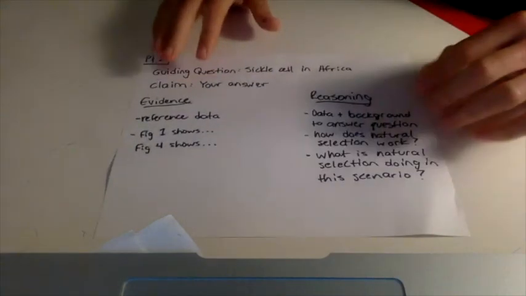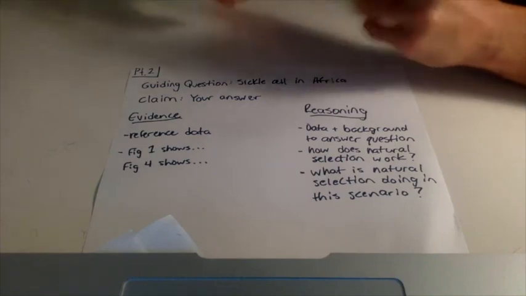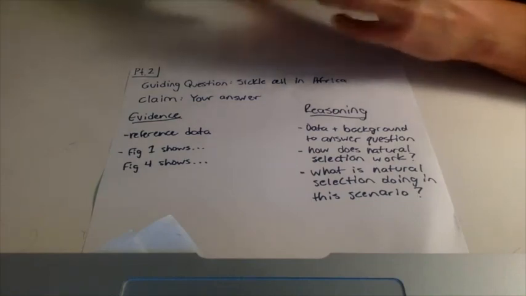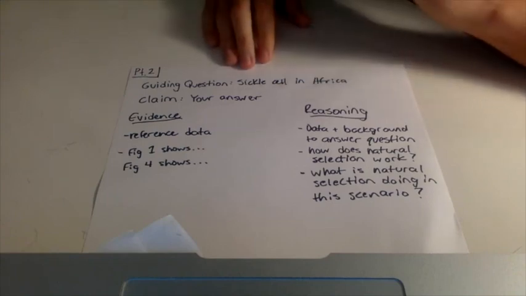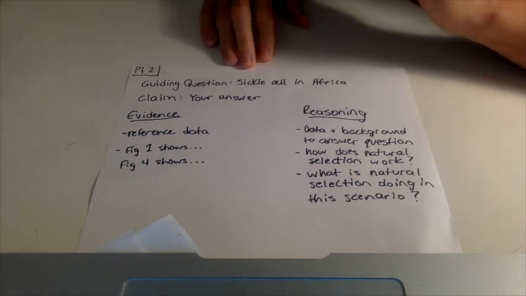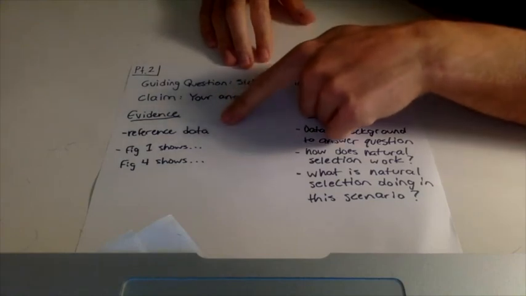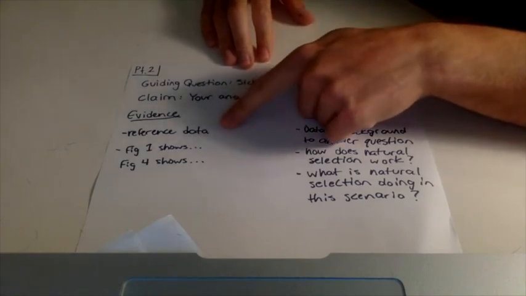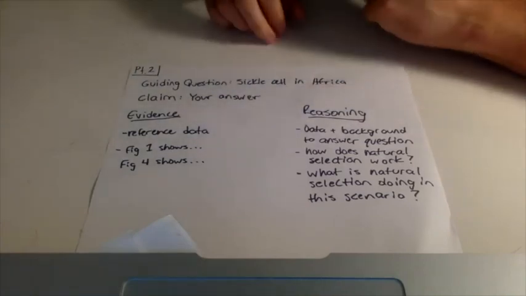For part 2, I'm not going to give you an actual example. Instead, what I'm going to do is I'm just going to kind of run down what I am wanting to see in your claim, evidence, and reasoning. So remember, the guiding question is, why is sickle cell rates so high in Central Africa? So your claim would be the answer to that question, and you need to back up your claim with the data that I provide you, with evidence. You need to reference the data. You need to say things like figure 2 showed this, or figure 1 showed this.